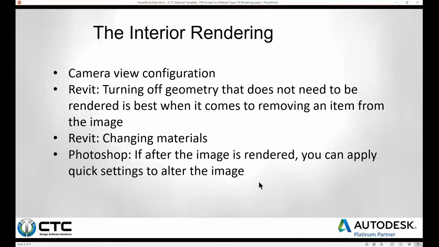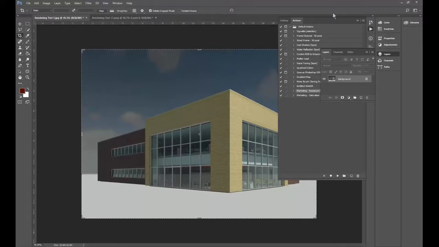Within Photoshop, after the image is rendered, you can apply a few customized settings to alter your image. And again, this is at a global level. This is not something where we would have to edit, like, the mullions in this rendering. No, it's a global change. What I did was create some scripts for an exterior and an interior rendering. I'll just show you how this applies.